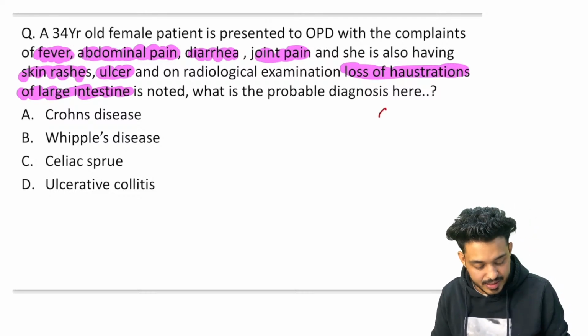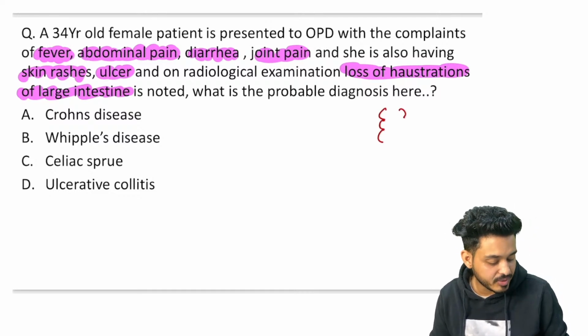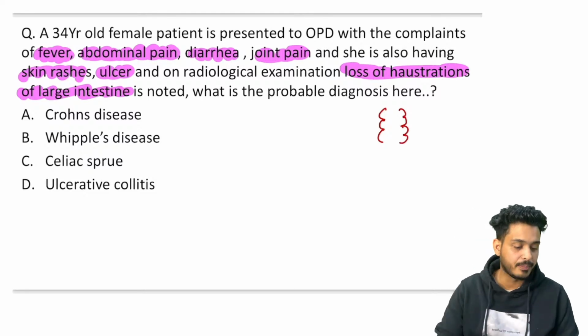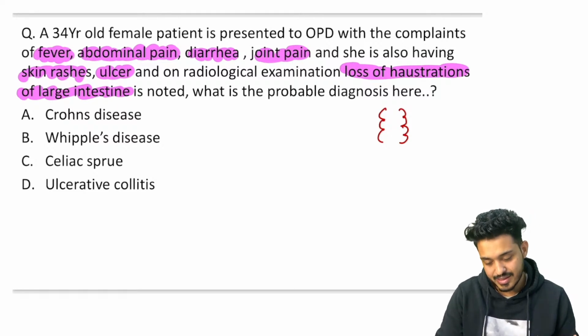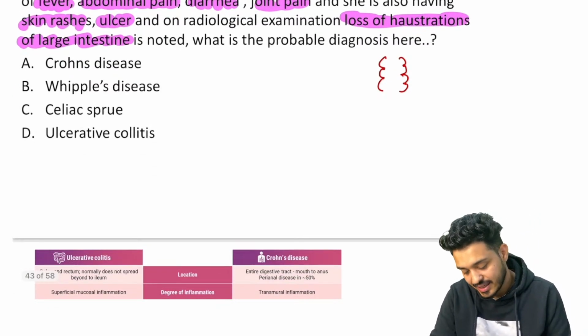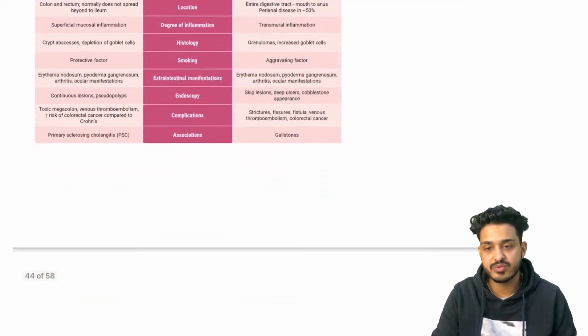Basically, large intestine will be having these type of structures. These are known as haustra. Okay, if these haustrations are absent, this is going to be which disease? D. Everyone is agreeing with the ulcerative colitis, right? So let me make a quick revision for the ulcerative colitis.